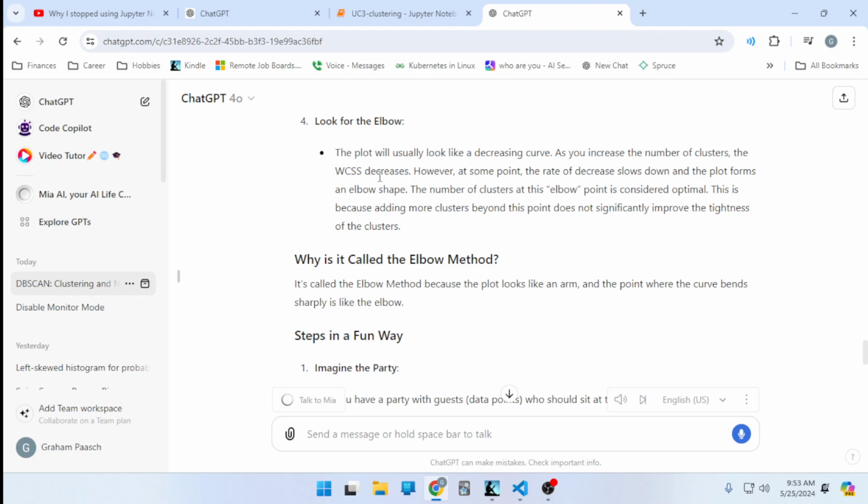Why is it called the elbow method? It's called the elbow method because the plot looks like an arm, and the point where the curve bends sharply is like the elbow.